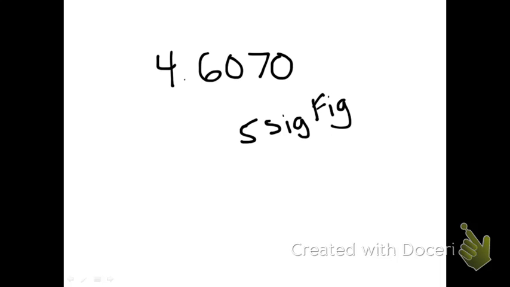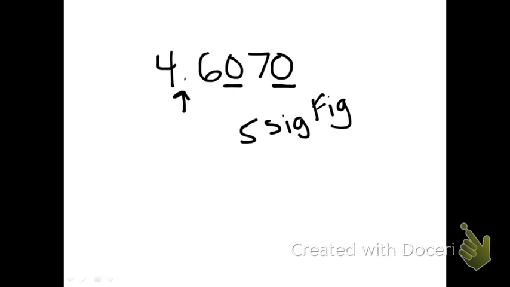Now why? Well, first of all, the 4, 6, and 7 are non-zero digits, so according to rule number 1, they are significant. Now what about the 2 zeros? Well, the first 0 comes between the 6 and the 7, so therefore that 0 must be significant. The last 0 comes at the end of the number, and because there is a decimal point in the number, that 0 also is significant. Therefore, we have 5 significant figures total.